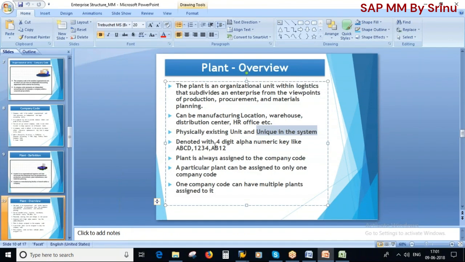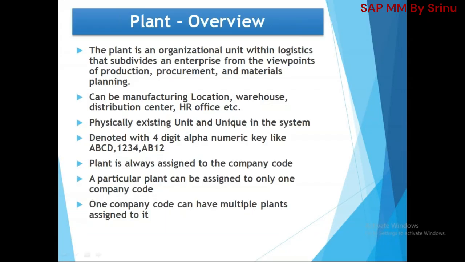Now in SAP, every plant will be denoted with a 4-digit alphanumeric key. Like it can be ABCD, it can be 1 2 3 4, or it can be AB12.